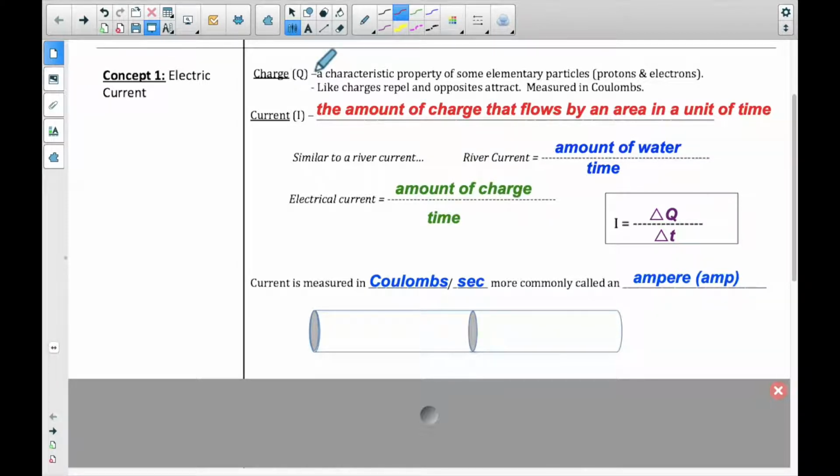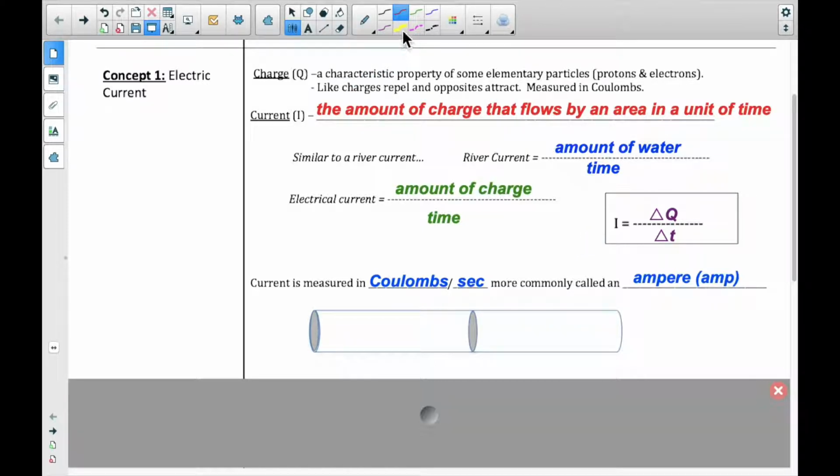Okay, with current, we use the letter I to denote current. And it stands for the amount of charge that flows by an area in a unit of time. Getting back to that analogy of a river current, how fast is the water flowing? It's how much water is flowing over time. That's what we mean by current. Whereas when we have electrical current, it's how much charge is there over time. But it's the same basic principle, that you've got these charges flowing through a given area, just like you've got certain water flowing through a given area.